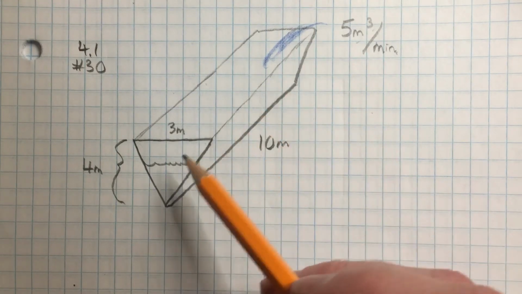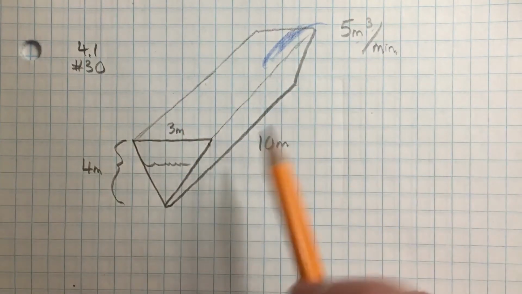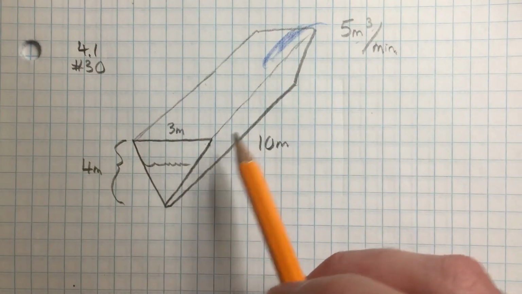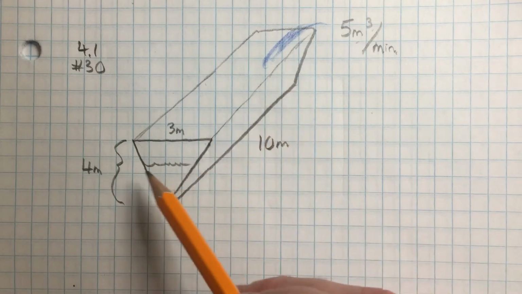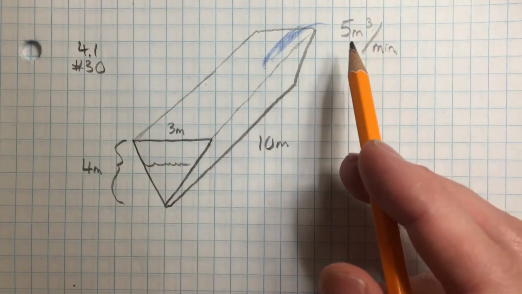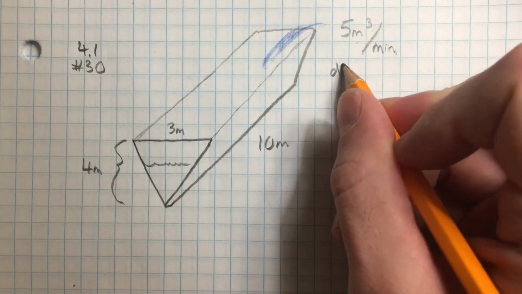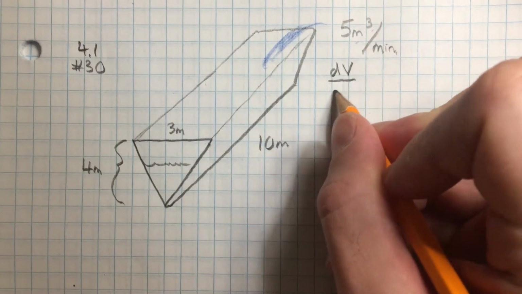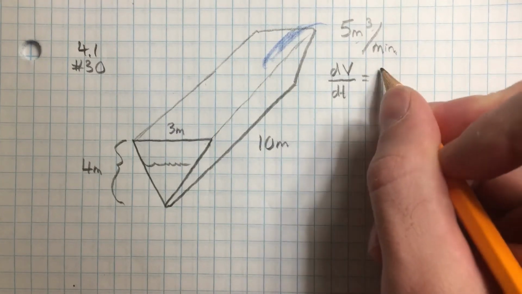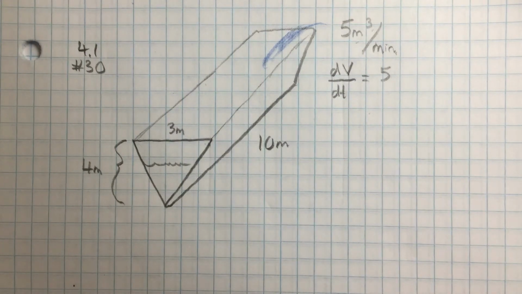I know when it enters the trough, it's going to flatten out, you might say, into a prism-like shape, right? But nevertheless, the change in volume is always 5 meters cubed per minute. So we can say that that's what the change in volume is with respect to time for this problem. It's an increasing of 5 meters cubed per minute. So dV dt is 5.